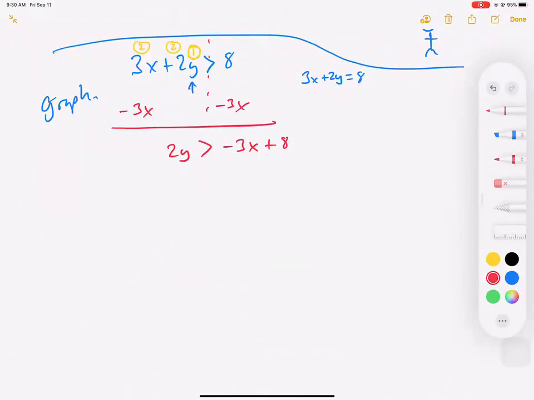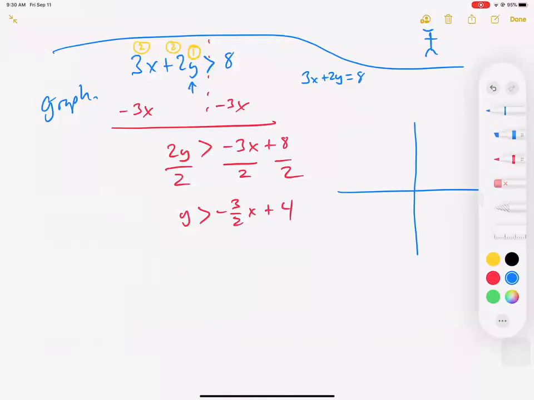We're going to divide both sides by 2. Divide both sides by 2. And I'm going to write it out this way to make my life a little bit easier, though I'm writing a little bit more. Y is greater than, I divided everyone by 2, negative 3 over 2 x plus 4. That divided nicely. Let's go ahead and draw the graph.